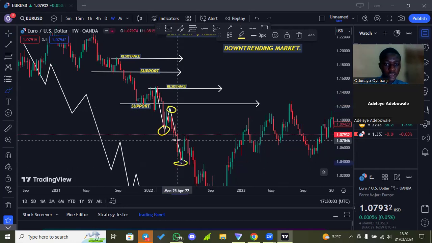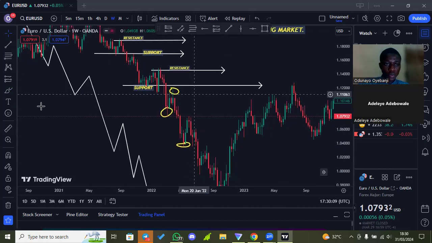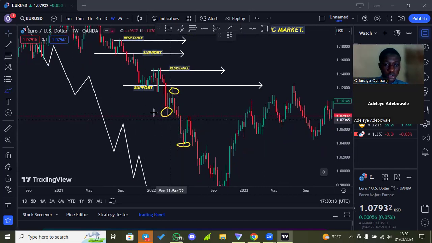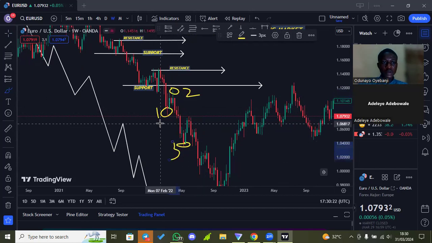So let me take it out. Let me label this correctly. So I've taken out this. So this is the first one. This is 1. This is 2. And this is 3. Are you with me?